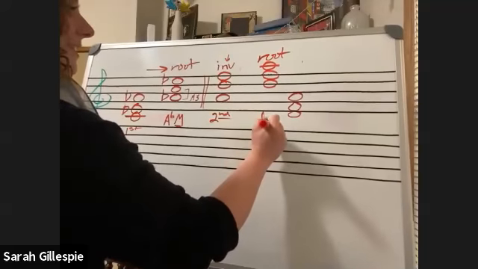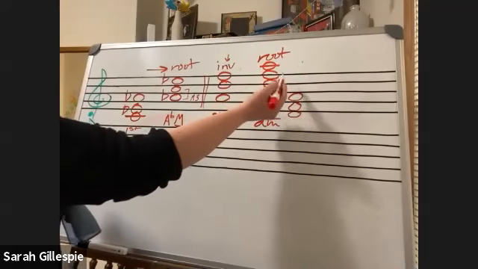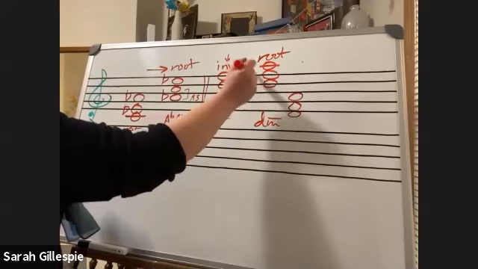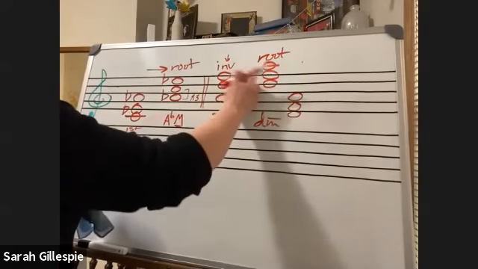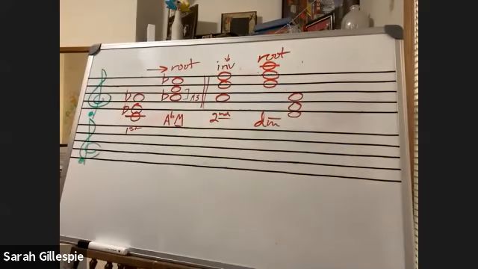D minor. Yeah, it is D minor. Because if it was D major, this would have to be sharp, because we know the key of D major has an F sharp in it. Good, but it is not. It is a lovely D minor chord.